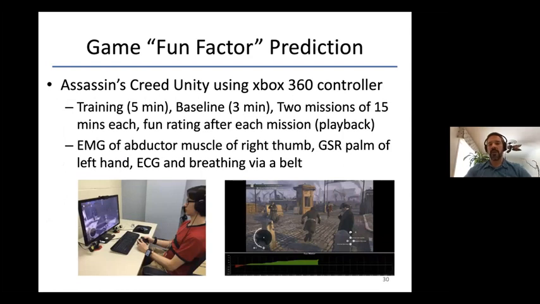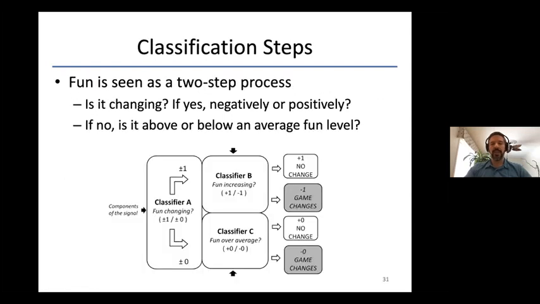So here we looked at the same game, same paradigm. We had people play for a few minutes, measured all of these different physiological signals, and then had them watch screenshots and report on a continuous scale how much fun they thought they were having. It turned out that predicting fun was much harder than engagement, and it turned out to be extremely hard to actually predict on a continuous scale the level of fun.